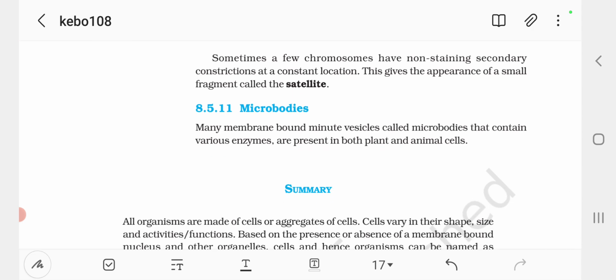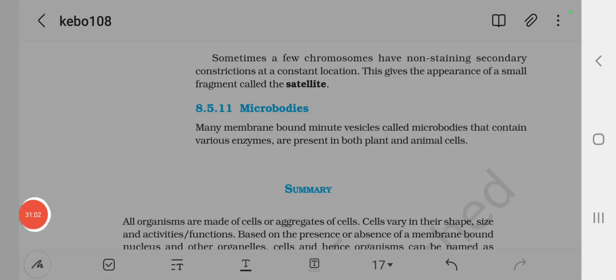8.5.11 Microbodies. Many membrane-bound minute vesicles called microbodies that contain various enzymes are present in both animal as well as plant cells.